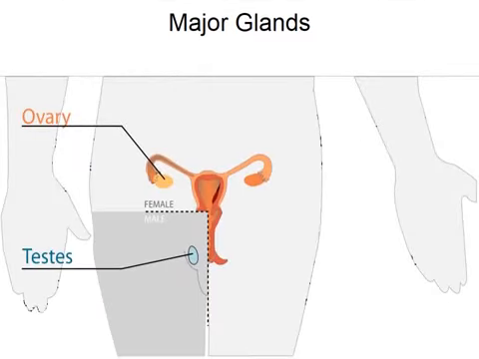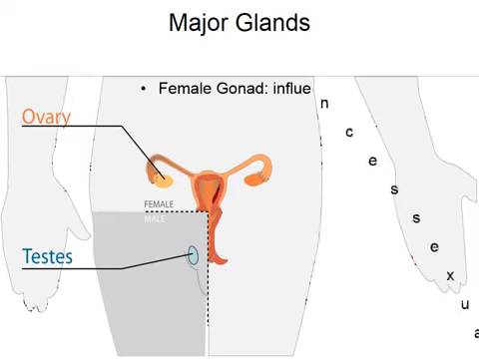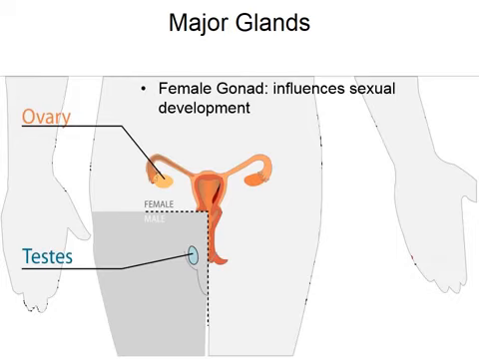As we work our way down, we come to the male and female gonads, or sex organs. Well, let's look at the female gonad first, called the ovaries. Women have two ovaries, and the ovaries will release hormones that will influence sexual development. So around the age of puberty, the pituitary gland will send out hormones to the ovaries. The ovaries will respond and send out hormones called estrogen and progesterone. These are the hormones that will cause sexual development to occur.